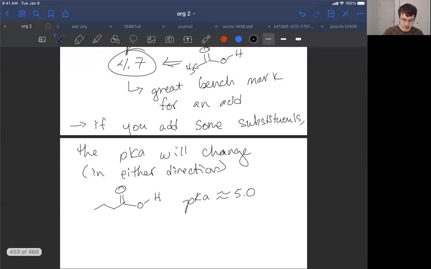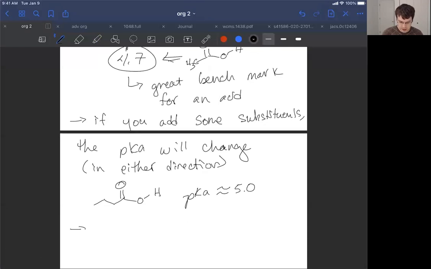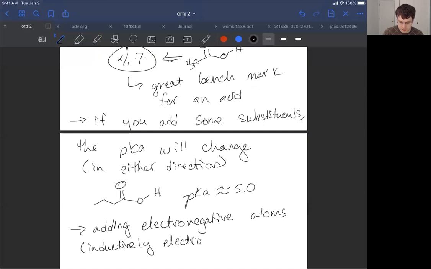What happens if we add electron withdrawing groups? Well, it goes down, as you would expect. So adding electronegative atoms, and as we know from the aromaticity section, these are inductively electron withdrawing groups.